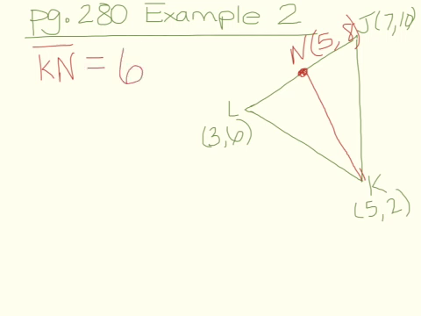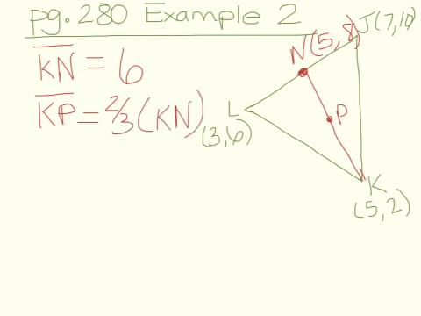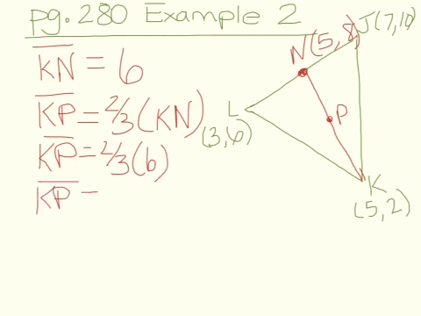Well, remember that KP is going to be 2/3. If I'm calling the centroid point P, then KP, let's just say it's here, and we're calling that point P. I know that KP is 2/3 of KN, and we know that KN is now 6. So KP is 2/3 of 6. So KP has to be 4 units. KP is 4 units.